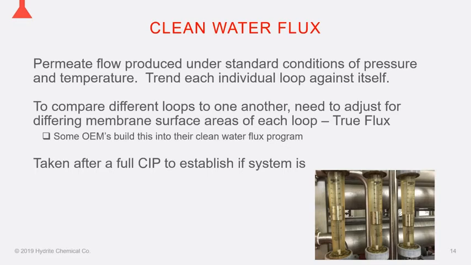But basically, like I said before, typically when we do a clean water flux test and we're logging the data, we're going to compare the same loop to itself on different days. If you want to get a true comparison of flux, then you would take into consideration membrane area, and then you could compare different loops to each other. Anyway, if that makes sense. But the bottom line, it's taken after full CIP to establish if the system has been cleaned sufficiently and restored to its original state.